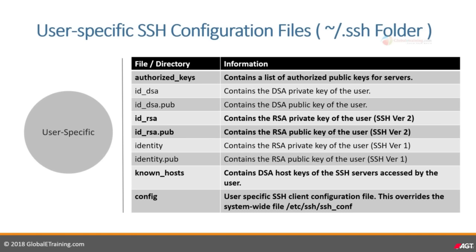Next, id_rsa and id_rsa.pub are the RSA private key and the public key of the user for the SSH version 2. Identity and identity.pub are the RSA private key and public key of the user for the SSH version 1. The known_hosts file contains the host keys of the SSH servers accessed by the user. And the last, the config file.